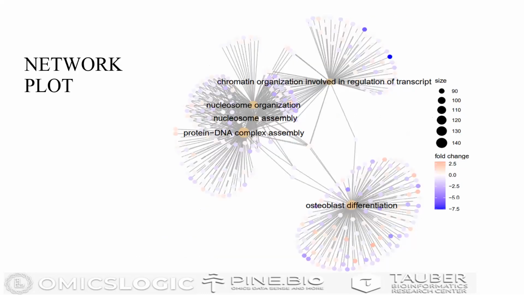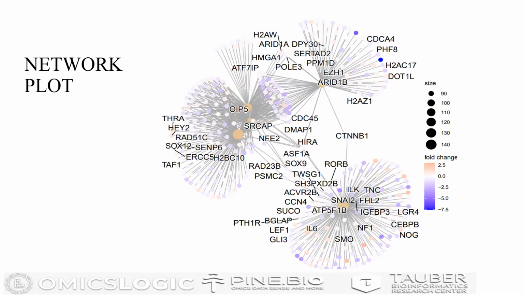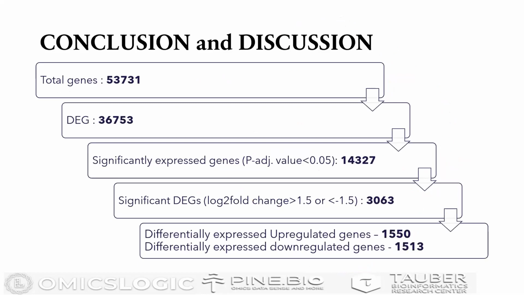In this network plot, we generally analyze the pathways based on fold change value. We analyze the genes that are involved in a particular pathway. In this plot, the size of the dot depicts the number of genes involved in the particular pathway, whereas color indicates the fold change value. According to the plot shown, CDCA4 and H2AC17 genes, which have the least value of fold change, are prominently involved in chromatin organization and regulation of transcription. Conclusion and discussion.